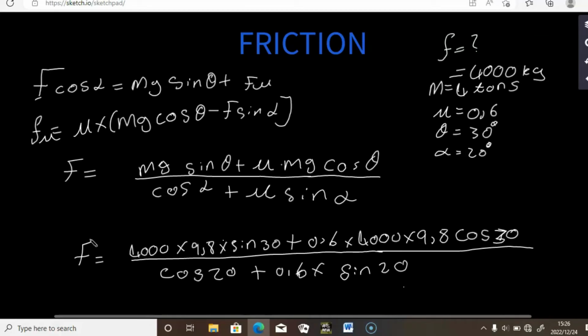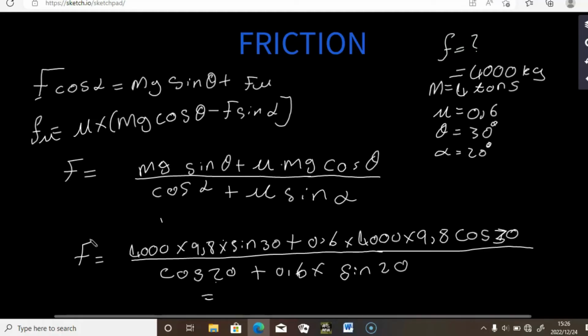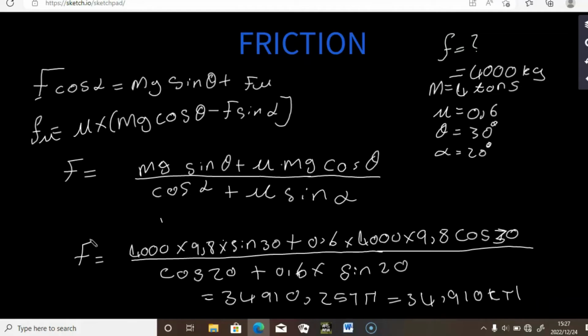alpha is 20. And then from here you punch this whole thing into a calculator and you are going to get an answer, which is what I got, at least, of 34910.257 newtons, which can be written as 34.910 kilo newtons. And this is how I prefer you do this calculation. I know maybe in the memo they might do it in another way, but I prefer you do everything like this and then substitute at the end of the calculation.